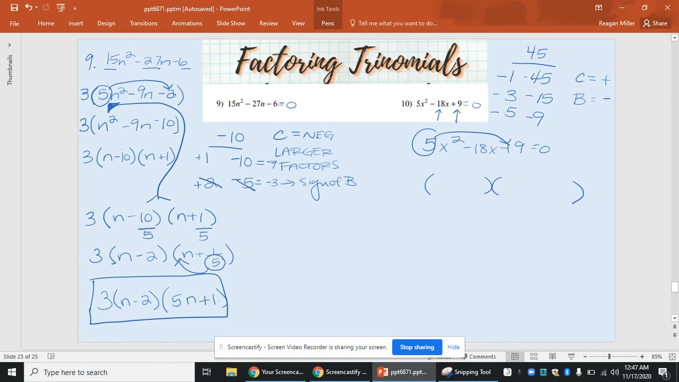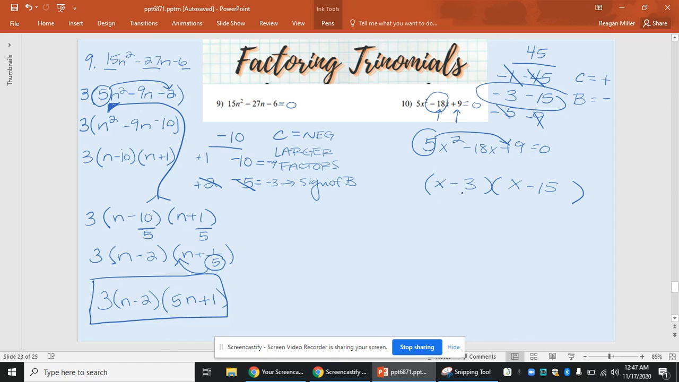Okay, so -1 plus -45 gives you -46. That's not what we want. We want to add to give ourselves -18. -3 plus -15 sounds like a winner to me. -5 plus -9, of course, gives you -14. Those are not correct either. So down here, I'm going to write x minus 3. This is this factor, and x minus 15.